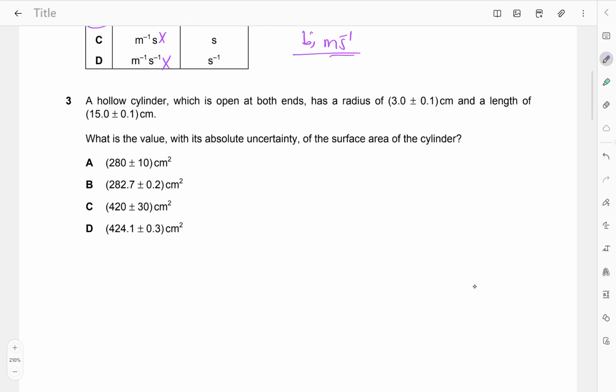A hollow cylinder which is open at both sides. So this is a cylinder, on both sides it is open. And if it is open, these surface areas are going to be ignored.